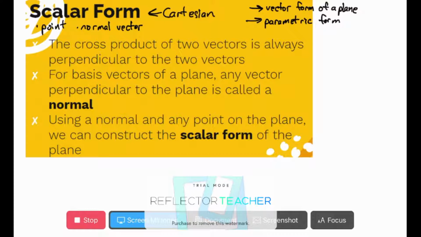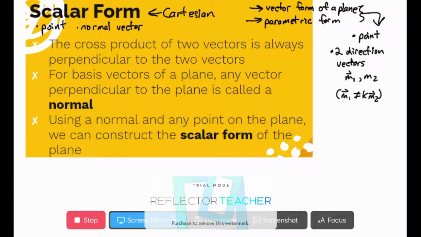And we recall that in order to form those equations, we needed a few things. We needed a point that lies on the plane, and we needed 2 non-collinear direction or basis vectors, m1 and m2, where m1 was not a scalar multiple of m2. And I don't strictly need to say that again, but for the sake of clarity, and if you're watching this video not immediately after the one that comes before, not a bad idea to go over.